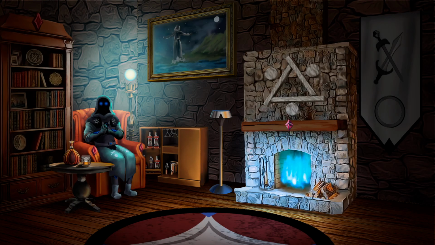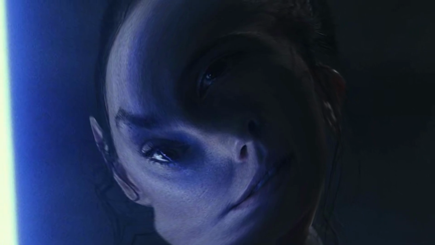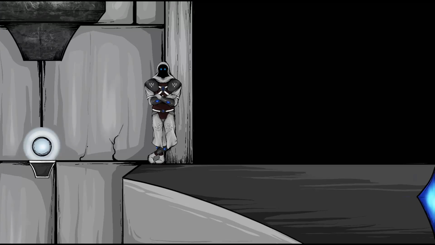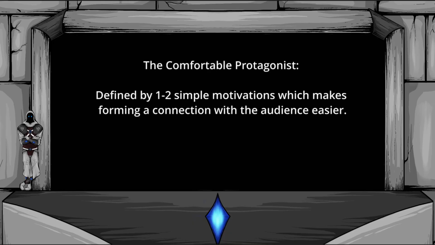A lot of writers have a nasty habit of turning their main characters into super special snowflakes, thus making it impossible for the audience to relate to them. The solution is the old saying, less is more. If you want to make relatability your priority as a writer, the comfortable protagonist is your best bet. The definition is simple. A comfortable protagonist is a character defined by 1 to 2 simple motivations or characteristics that make it easier for the audience to connect with them.